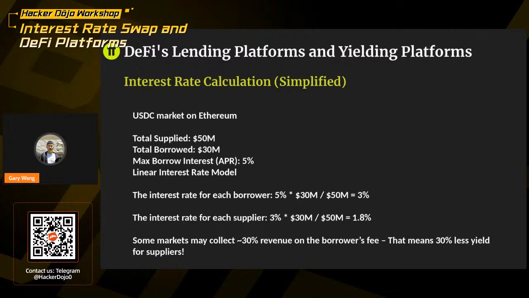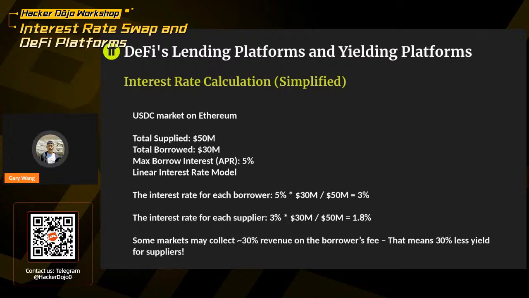However, some lending platforms, I'm not talking about Aave, may collect up to 30% of revenue on the borrower's fee, and that means maybe 30% less yield for suppliers. I would like to express the opinion that maybe these platforms have charged too high rates for the revenues. But as long as their customers, their users, are willing to use the platform, I think that's fine. That's the market's choice power.